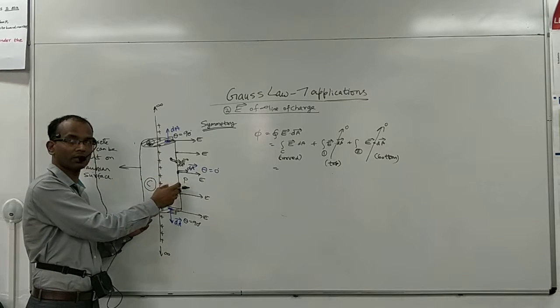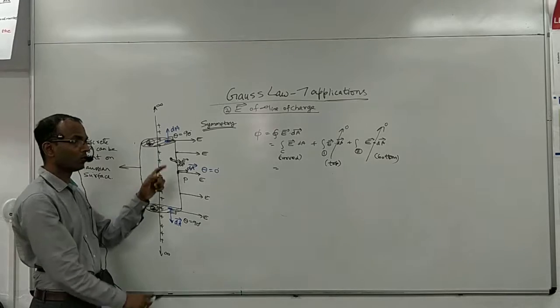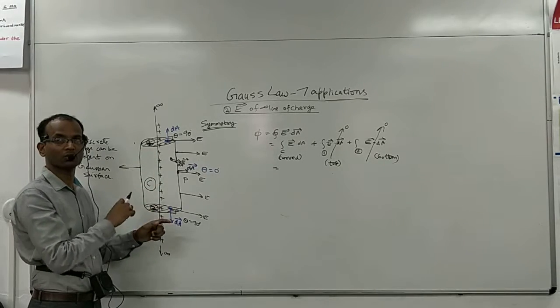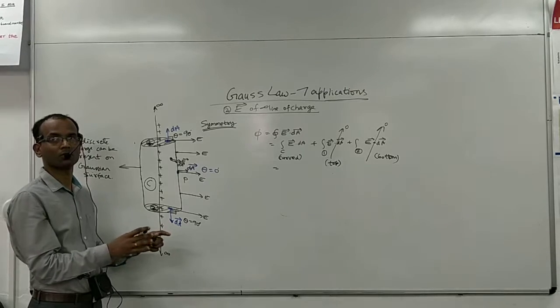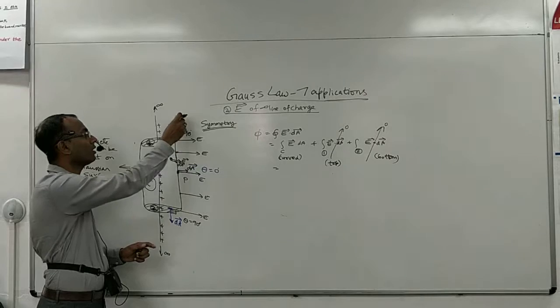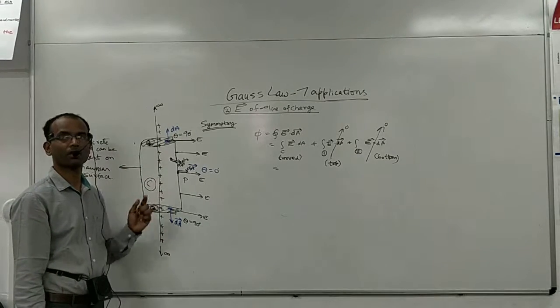Any point you take, there is equal charge above that point and equal charge below that point. So both will contribute the same electric field component up and down. So vertical components will cancel out. You will have only horizontal components left. So everywhere you take, the electric field has to be horizontal only. It cannot have a vertical component.